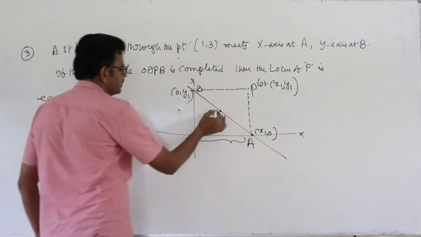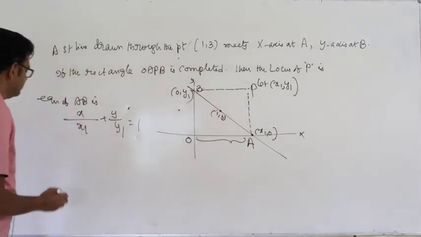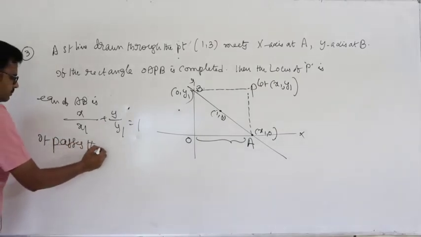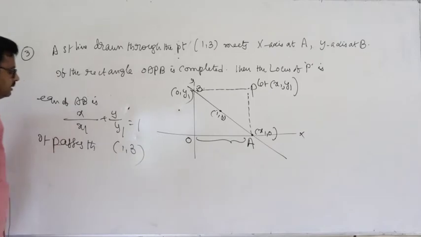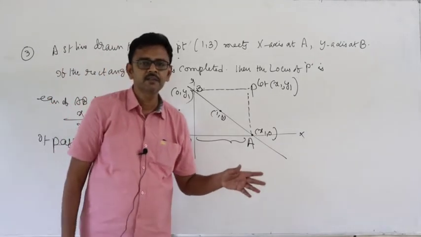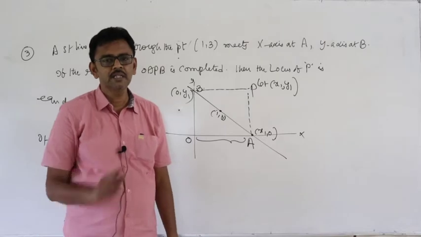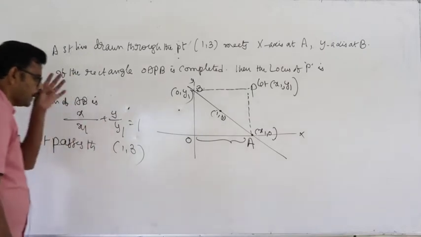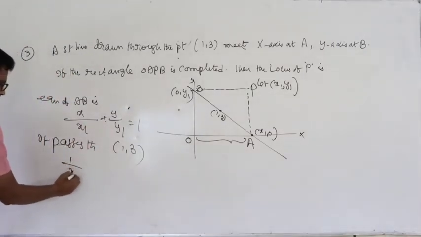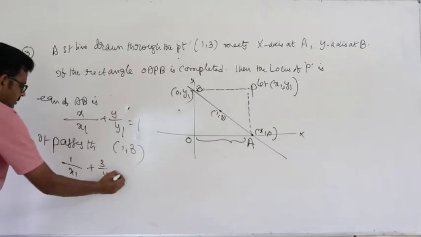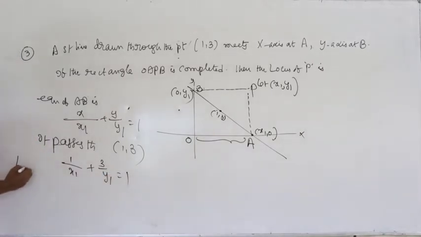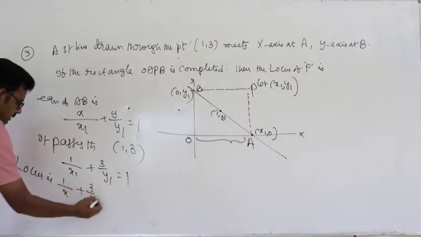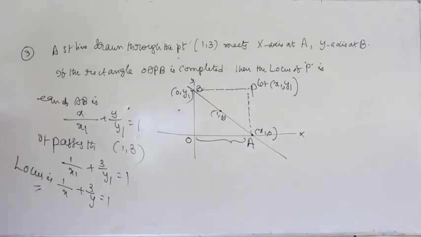The line is passing through the point 1 comma 3. In place of x and y, write 1 comma 3. So 1 by x1 plus 3 by y1 equal to 1. Therefore, the locus is 1 by x plus 3 by y is equal to 1. Okay, write down.